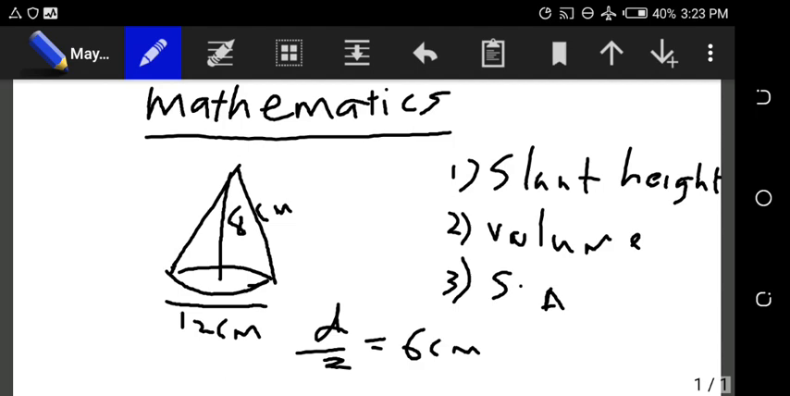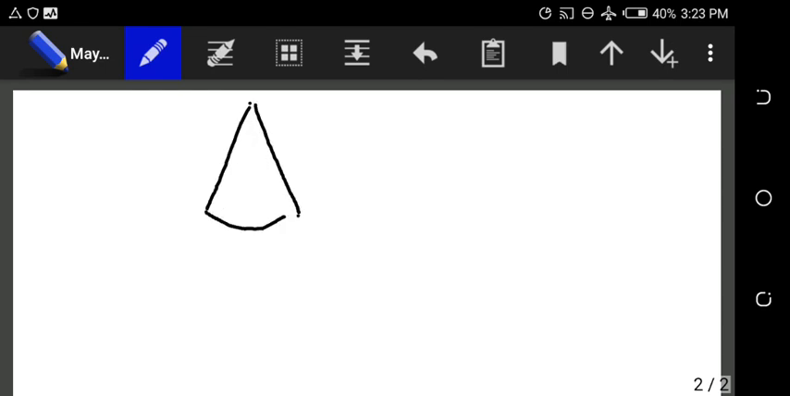So I'm going to go ahead and make another drawing using the new information that we have. Let's consider that this is our cone here. This is the same cone. Now we know that the radius of this cone, r, is 6. That is when you divide 12 by 2, you get 6. And the height of the cone is 8. So we have the radius to be 6 and the height to be 8.